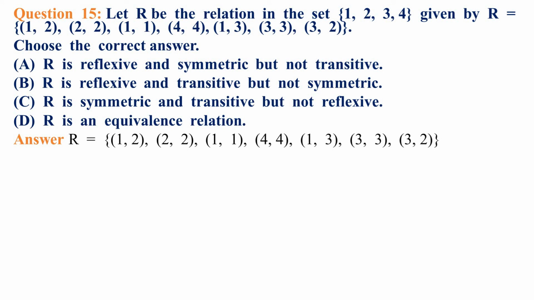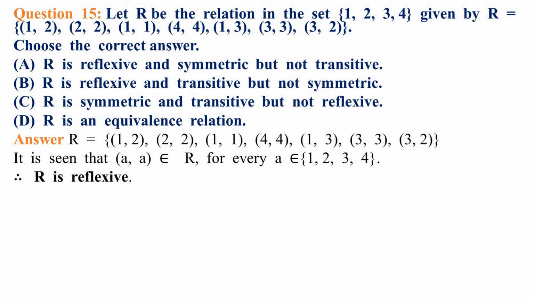First, check the reflexive property: for every a belonging to A. For a equals 1, (1,1) belongs to R, yes. For 2, (2,2) belongs to R, yes. (3,3) belongs to R, yes. And (4,4) belongs to R. Therefore R is a reflexive relation. So options A, B and D remain; option C is not valid because R is reflexive.